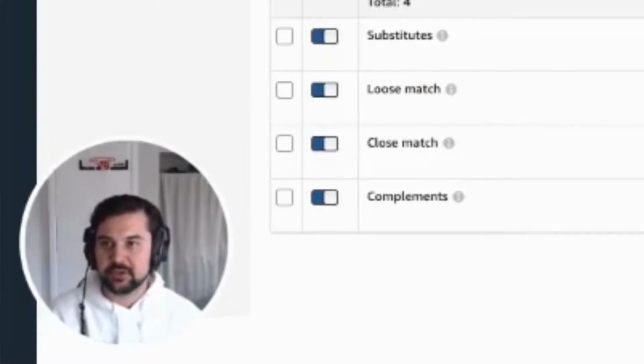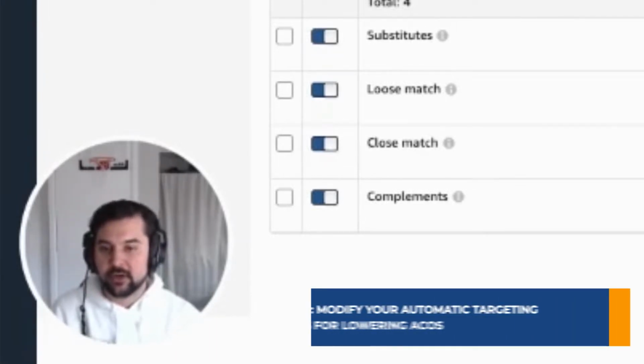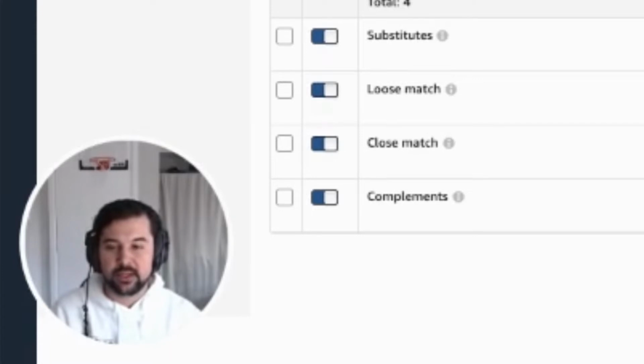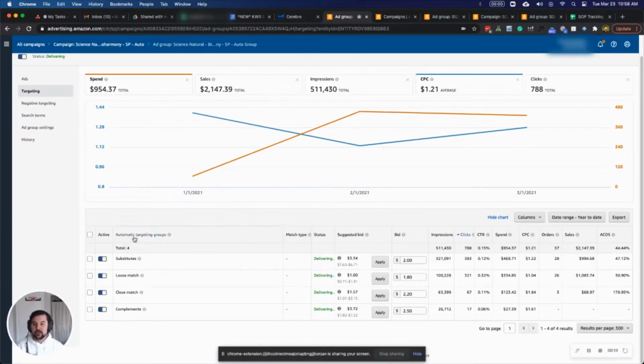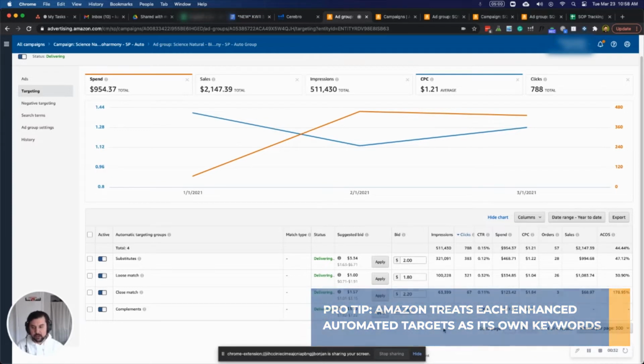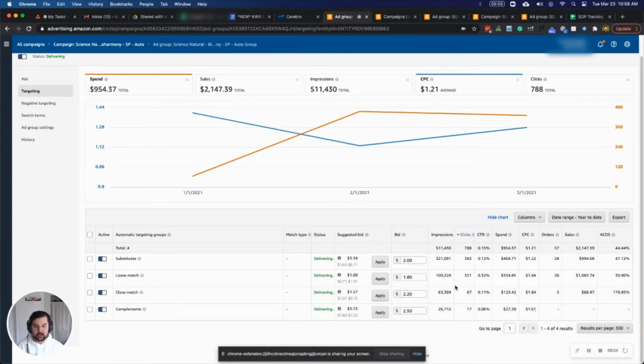So the first thing you should do whenever you're trying to lower ACoS, if you haven't done this already, really easy to recommend, but go ahead and modify your automatic targeting campaigns. So this is super easy. If the automatic campaign was created, I think after November of 2019, you have access to these 4 little enhanced automatic targets. They each have their own definition. Amazon classifies them their own certain way, but treat each of these as its own keyword with its own bid. It behaves almost exactly the same way.